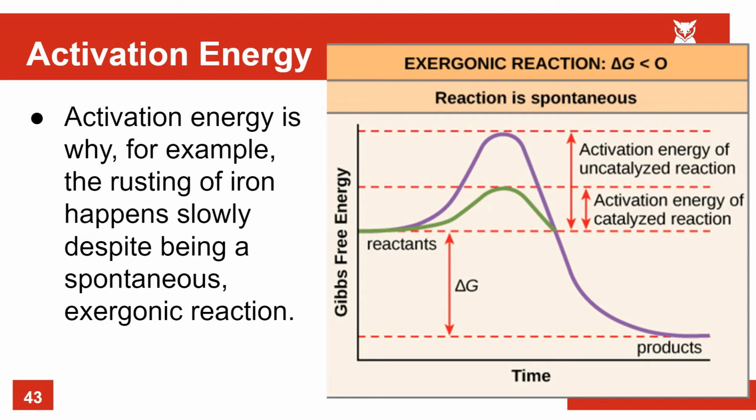Activation energy is why, for example, the rusting of iron happens slowly despite being a spontaneous exergonic reaction. So this is going to that thought that just because something is exergonic, it releases energy and it's spontaneous, it still might take a while. Because how long does it take for something to rust? Like a day or two. Yeah, right. Sometimes even longer, depending on what type of metal it is.